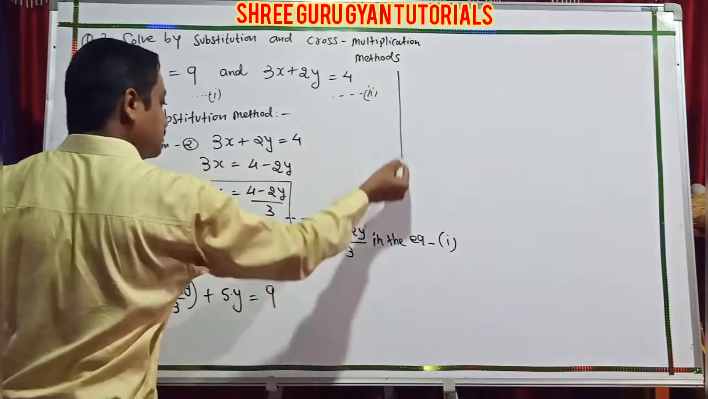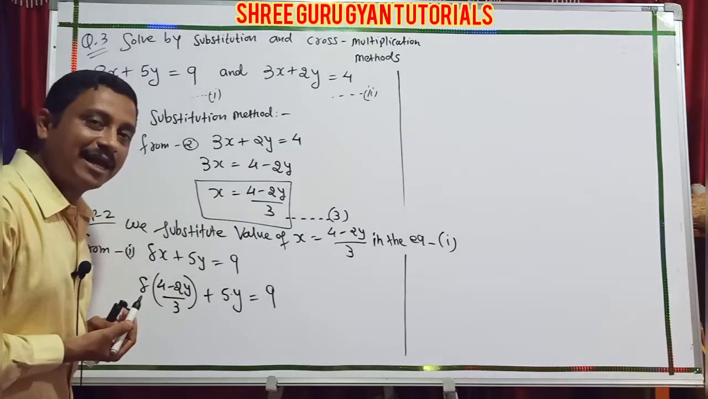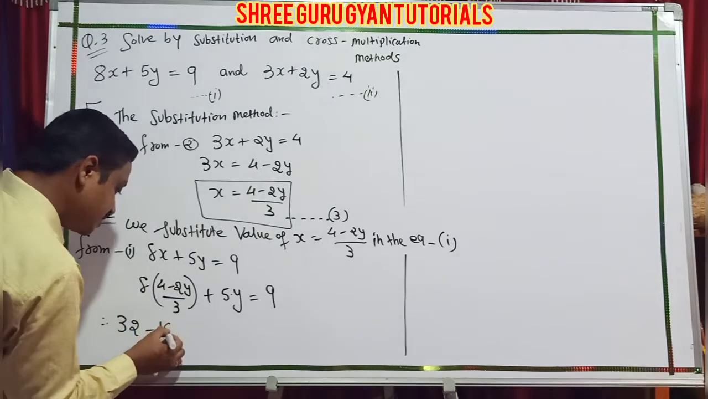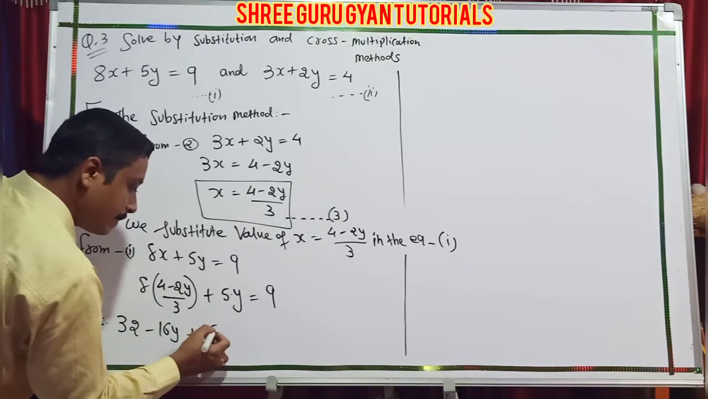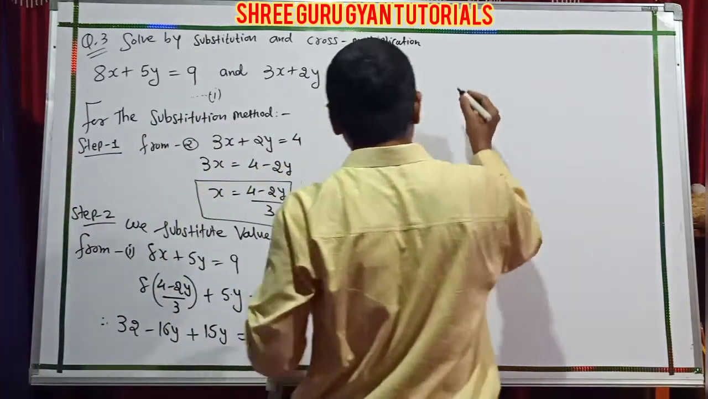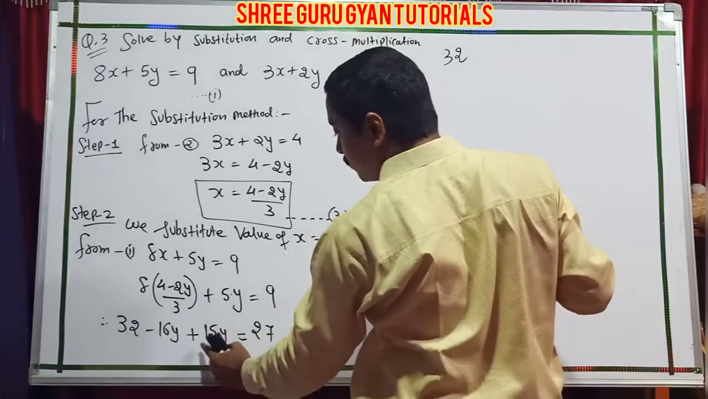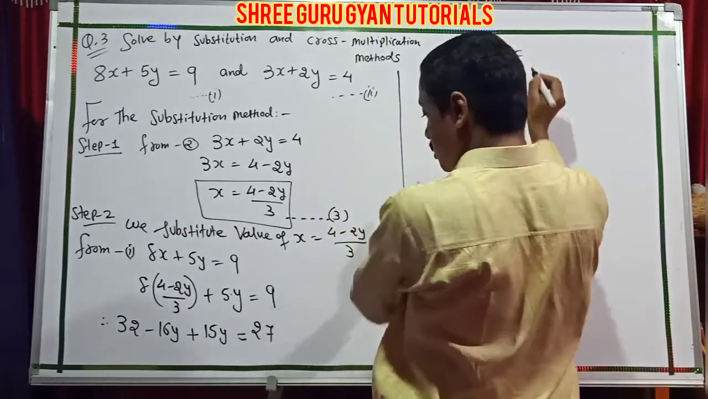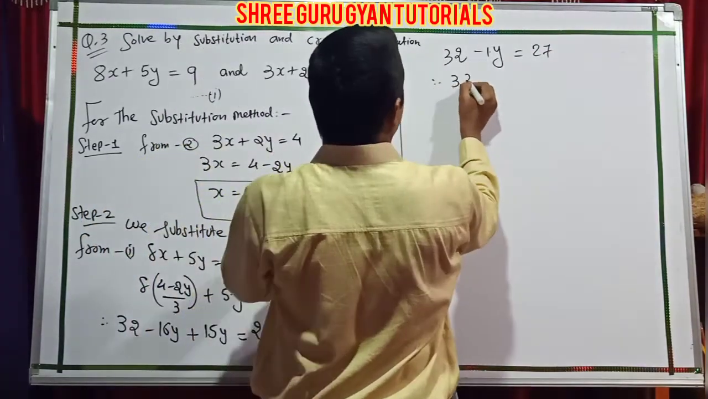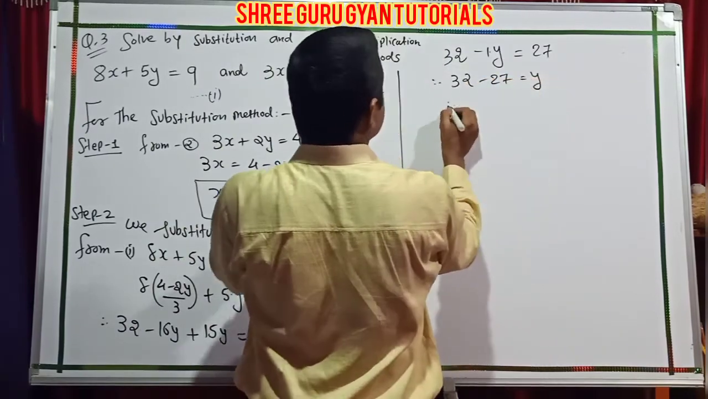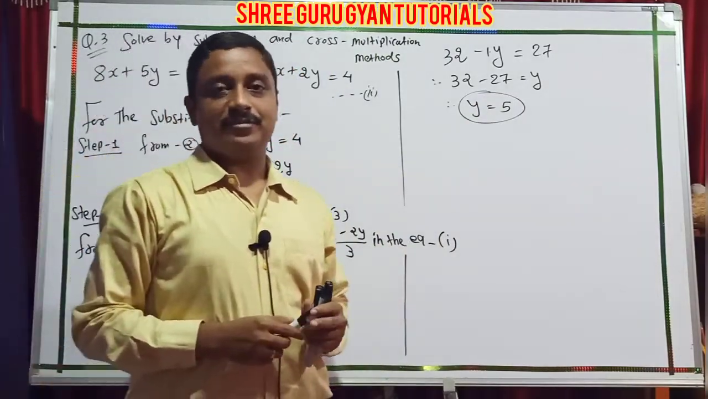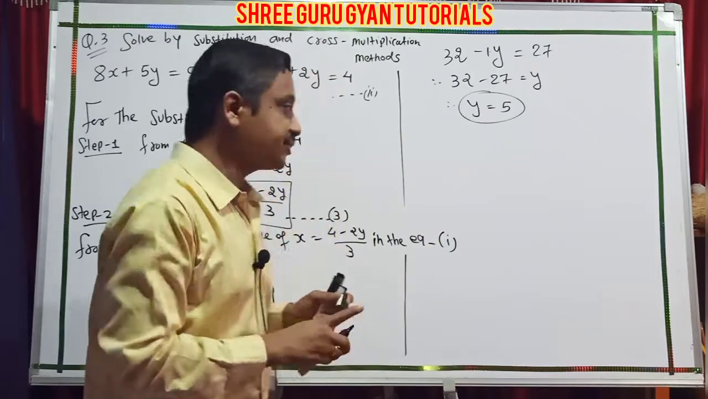And here, students, you just apply LCM. 3 LCM, so 8 4s are 32, 8 2s are 16y, 5 3s are 15y, and 9 3s are 27. So you get 32 minus 16y plus 15y, it is minus 1y, and is equal to 27. So 32 minus 27 is equal to y. So what is y? It is 5. 32 minus 27. Yes, y is ready.